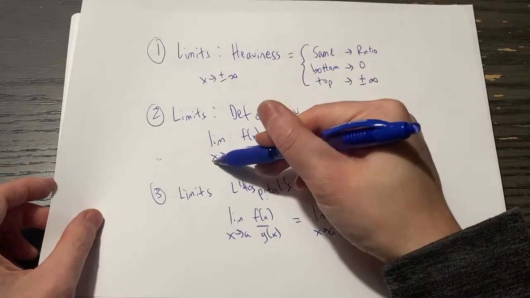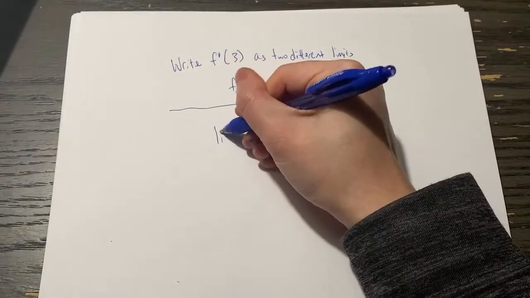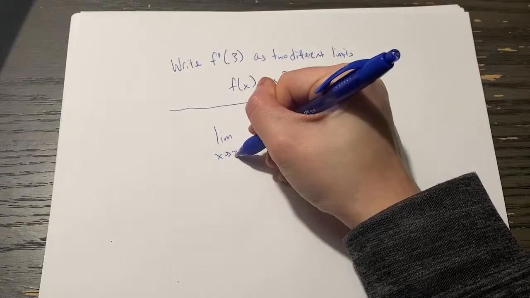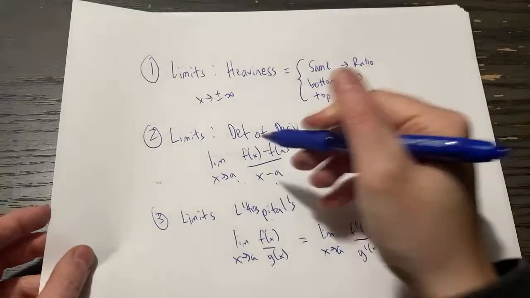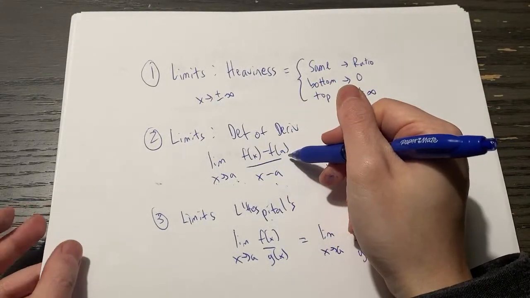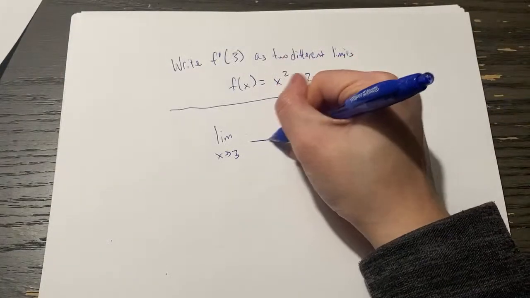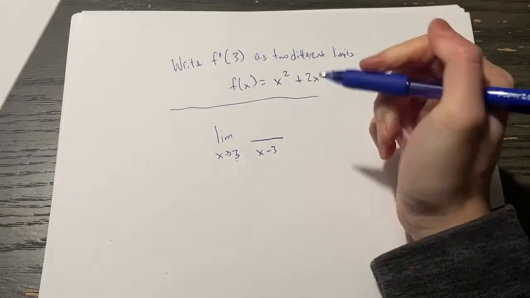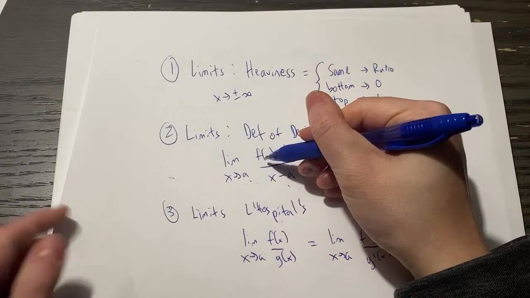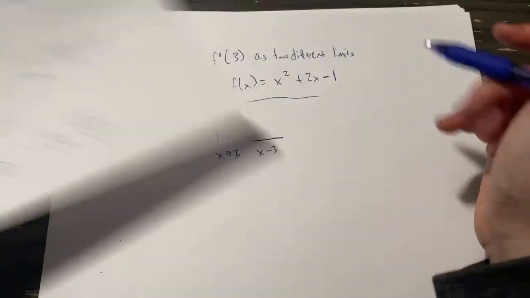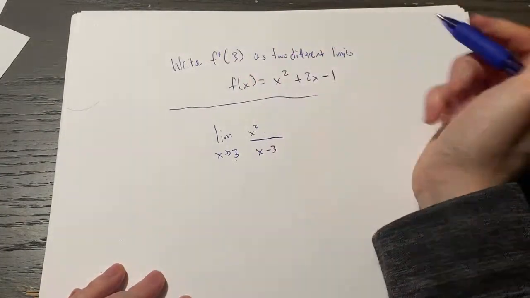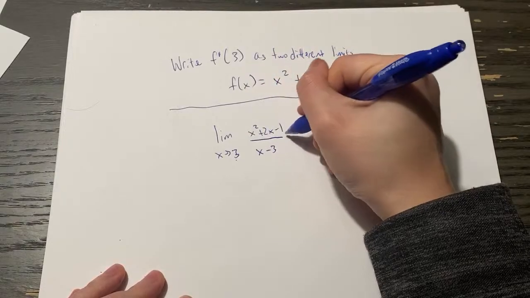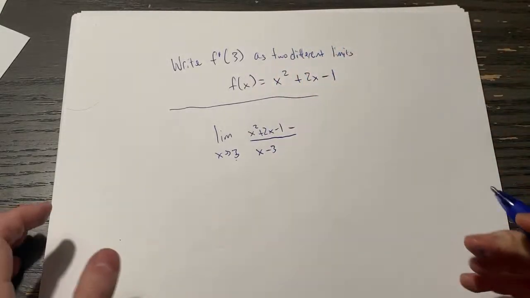So it goes limit as x goes to a. In this case, it'll be limit as x goes to the x value, which is 3. And then it'll be the function minus f of a over x minus a. So let's do the denominator first, because it'll be x minus 3. Then you have the function. The function is right here, and notice it's in the top left corner of the numerator. So it's going to be x squared plus 2x minus 1. And then finally, we have to subtract off the function value.